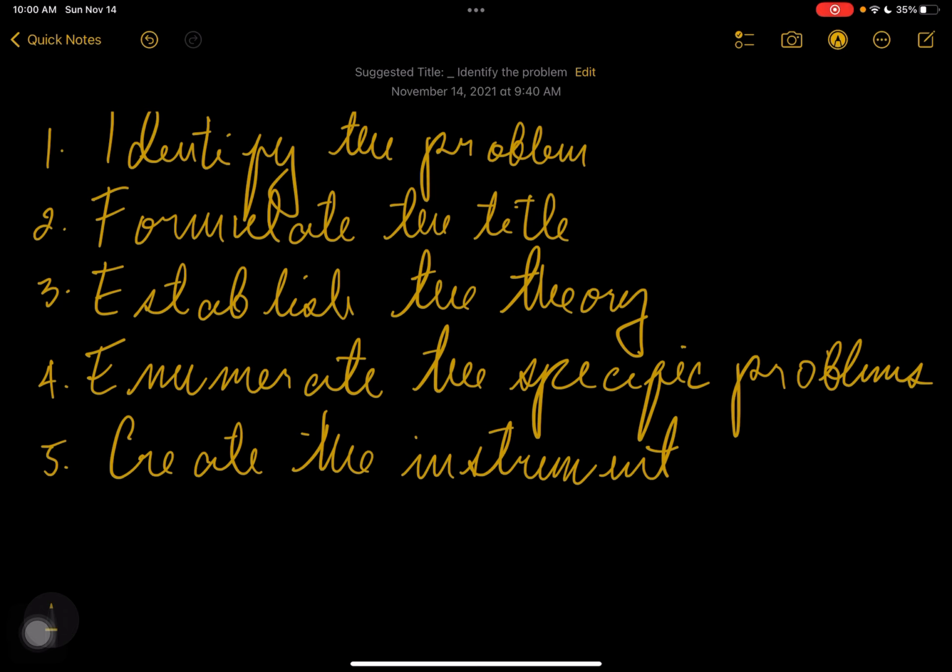Also, in establishing the theory, you would be able to identify if there is a necessity in the argument presented in your manuscript. You have to present if there is a necessity in conducting the research. You would be able to do this by identifying the theory.